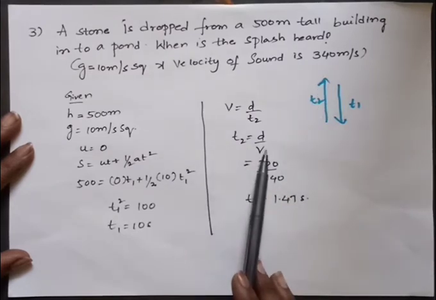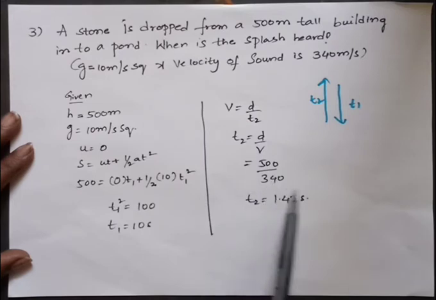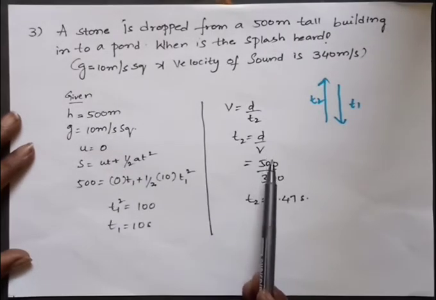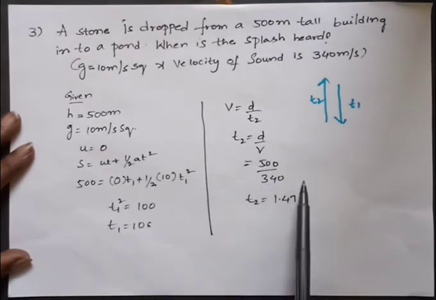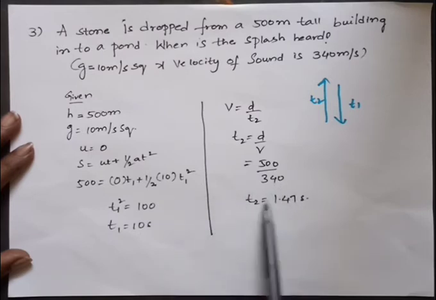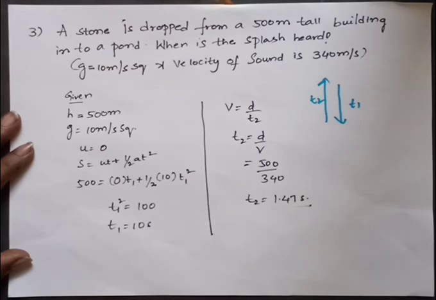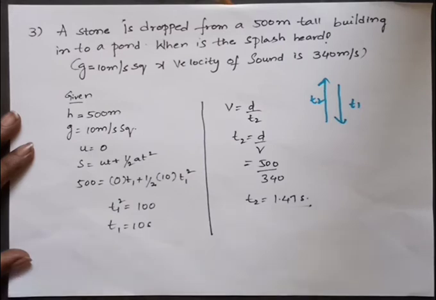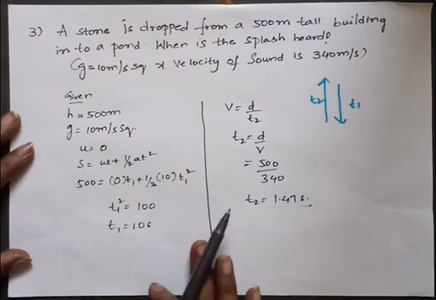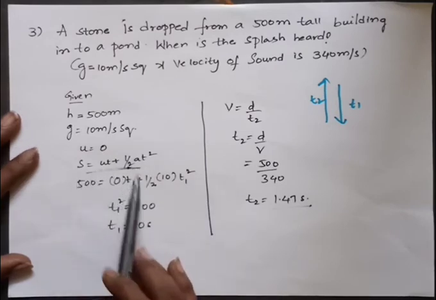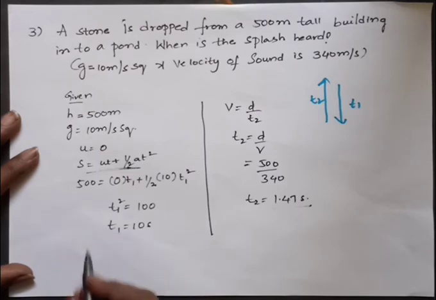Then t2 = 500/340. As velocity is distance by time, time is equal to distance by velocity. So distance is 500 meters, velocity is 340 meters per second. So the time will be 1.47 seconds. So we can hear the sound at 1.47 seconds after the splash. So this is a different problem where we use the equation of motion. And here conversions are also important in the problems.